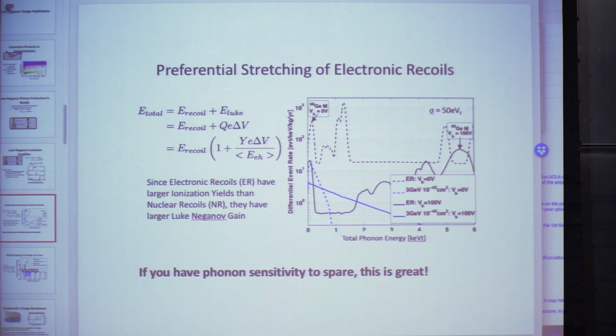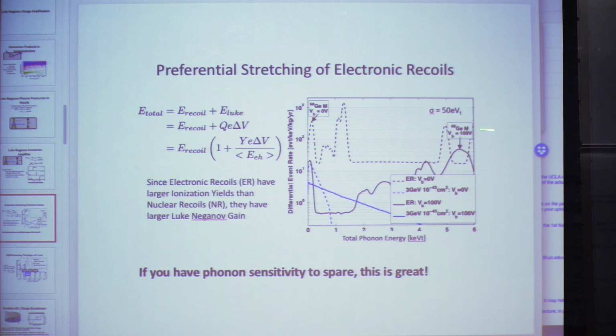Electron recoils make more electrons per recoil energy. So the yield is high, it's 1. I'm going to make lots of electrons per keV for electron recoils, and that means the Luke-Neganov gain is going to be big. I'm going to stretch my distribution to very high energies. That means the number of events per energy is going to drop from this down to here, this black. And actually, this cosmogenic line is right there because I get gained.